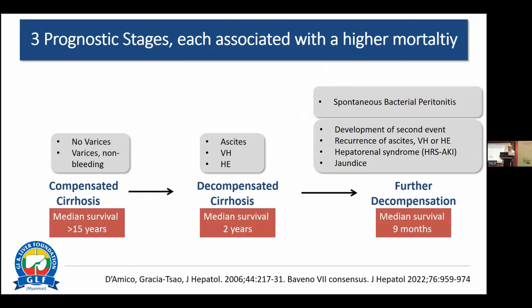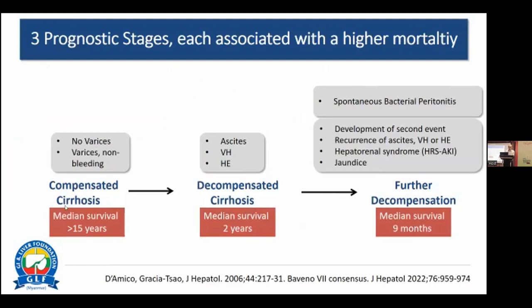The prognosis is associated with higher mortality. Compensated cirrhosis has a median overall survival of 15 years. Decompensated cirrhosis has a median overall survival of more than 2 years. With further decompensation, the median survival is 9 months, a very short duration.